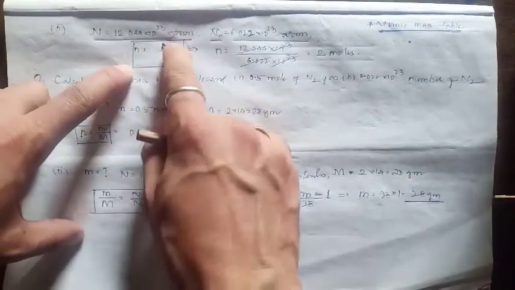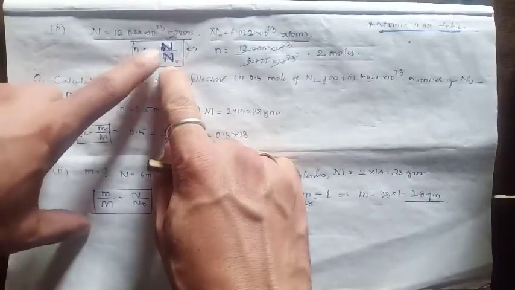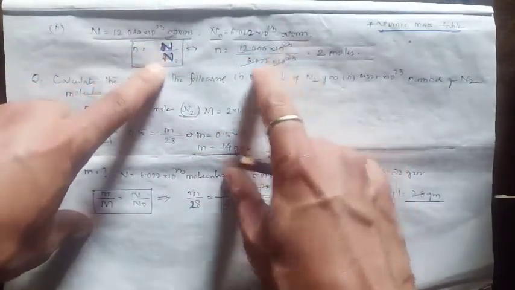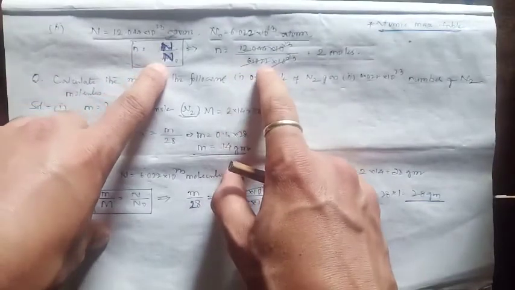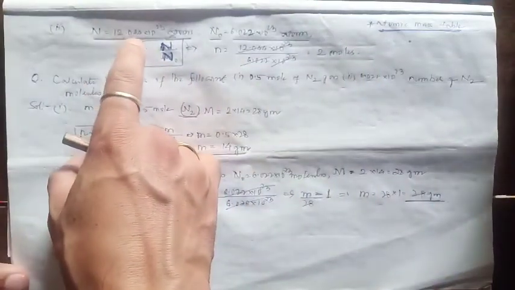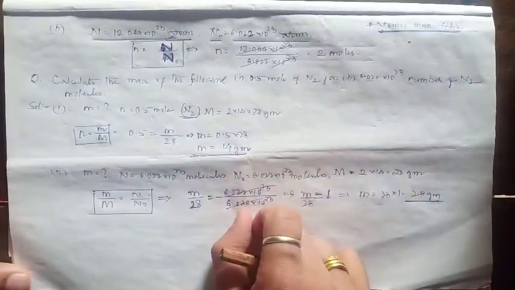Small n is equal to capital N divided by capital N₀. So you have capital N, that's 12.044 × 10^23, divided by capital N₀, that's 6.022 × 10^23. If you simplify this, you'll get the value 2 moles. So student, 12.044 × 10^23 atoms means you have 2 moles of atoms.